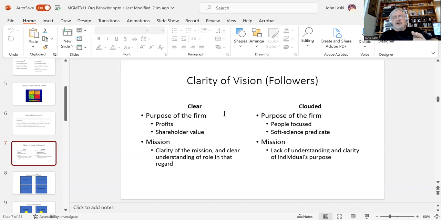A clouded perspective is, well, the purpose of the firm is people focused, and all these soft science predicates that, well, our job is to make sure that everybody's got to eat. And so we come here, and there's a word I'd like to use, which decorum prevents me from using. So let's just leave it at that. But it demonstrates a profound lack of understanding and clarity as far as the individual's purpose in the organization.